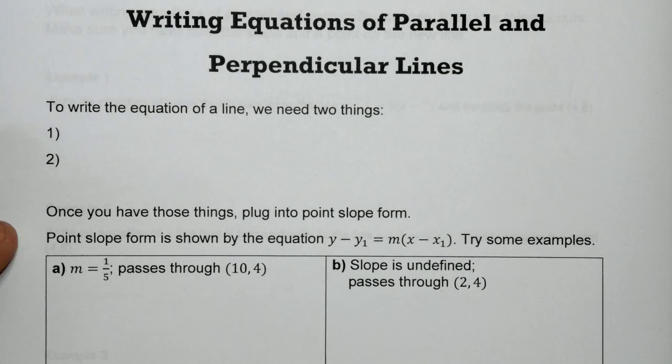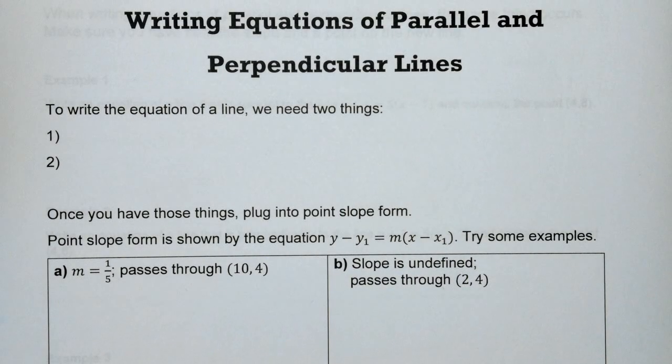All right, these notes are going to be about writing equations of parallel and perpendicular lines. With parallel and perpendicular lines, we already discussed what the relationship is between the slopes. Parallel lines are going to be congruent, they're going to be the same. And then with perpendicular lines, we have the opposite reciprocal: opposite sign, and then we flip the fraction.